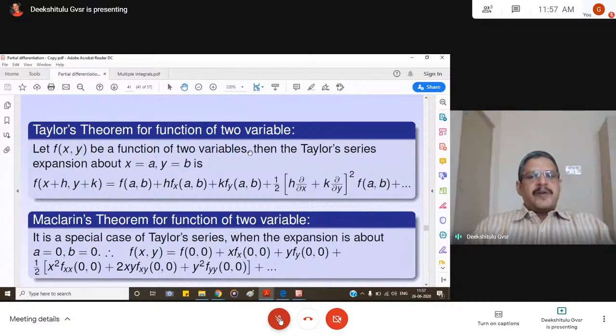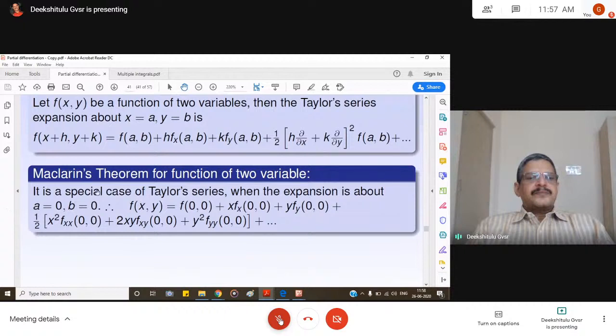Let f of x be a function of 2 variables. Then the Taylor series expansion about x is equal to a and y is equal to b is f of x plus h, y plus k is equal to f of x, y plus h into f_x, so on and so forth.